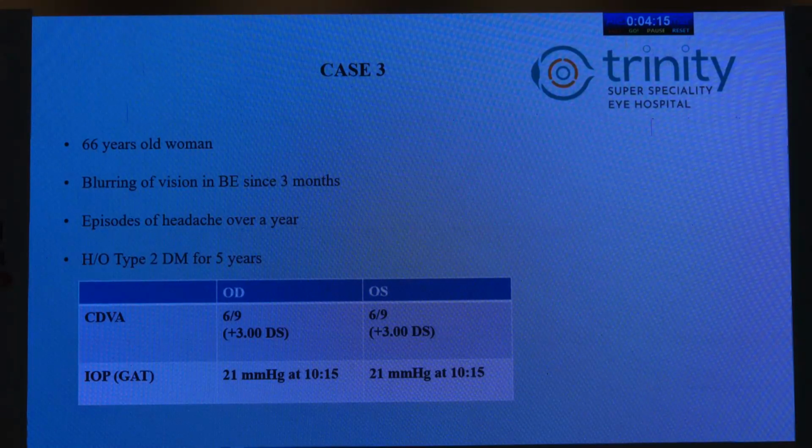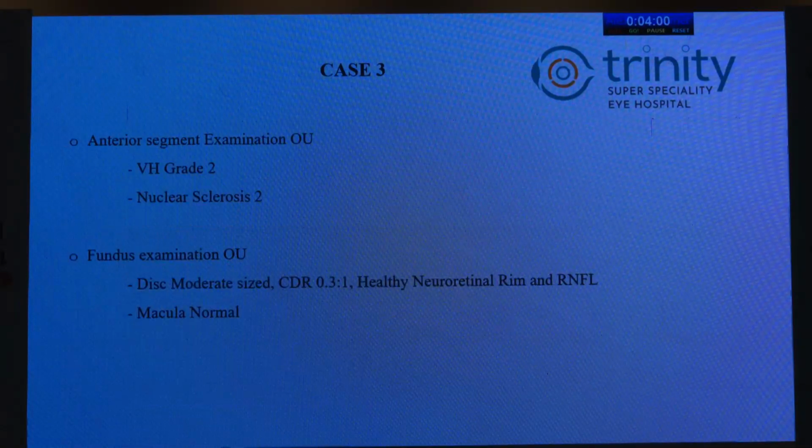Case 3 is a 66-year-old woman who came with blurring of vision in both eyes for 3 months. She had a few episodes of headache and was also diabetic for over 5 years. Visual acuity was 6/9. She was also a hypermetrope and the intraocular pressure was 21. Anterior segment examination revealed a grade 2 Van Herick's and also a significant cataract, around nuclear sclerosis 2. Fundus examination was within normal limits.